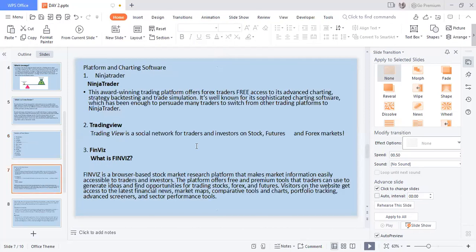Let's go to the next one. We have several types of charting software: Ninja Trader, TradingView, Finviz. The one I use that is so convenient to me is TradingView. I will drop this PDF for all of you to read, no problem.